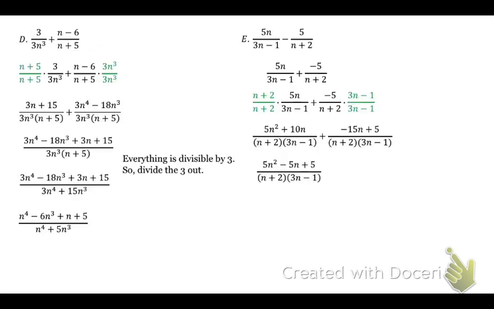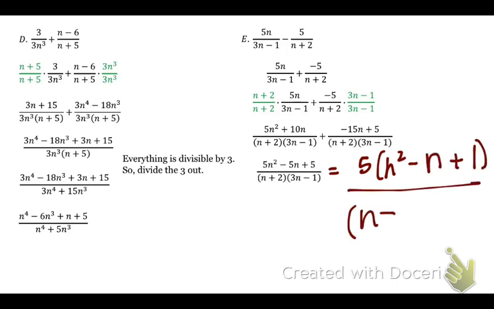And that top there, we can factor out a 5. So really, the completely simplified version of this would be 5 times n squared, oh my gosh, sorry, I'm making all the mistakes right now, minus n plus 1 all over n plus 2, 3n minus 1.